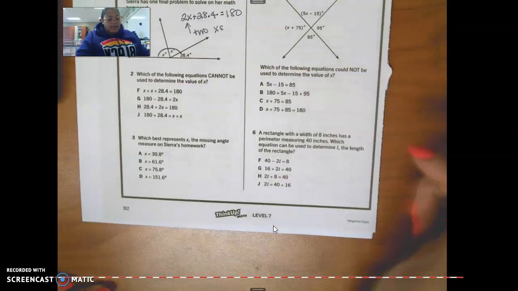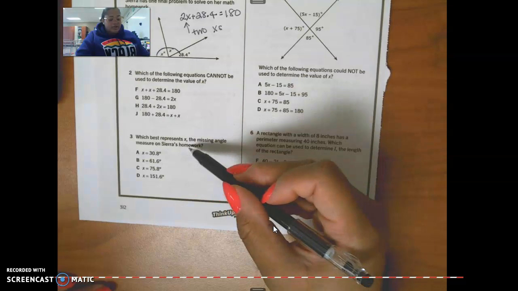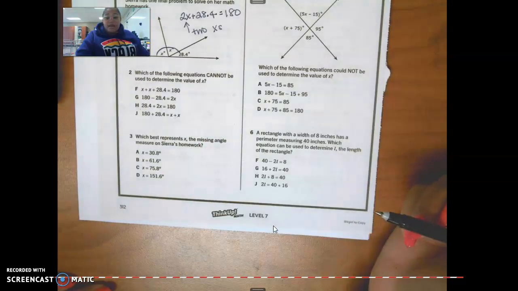Which best represents x, the missing angle measure on Sierra's homework? So now they want you to solve for x here. Okay, what does x equal?